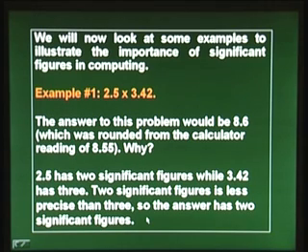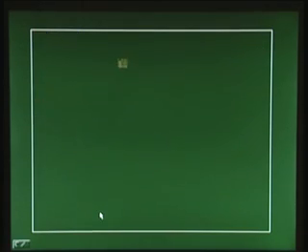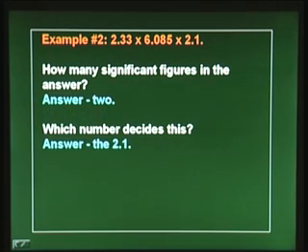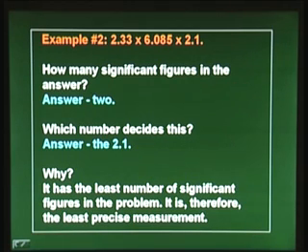I made use of a word here called precise. We will see what we mean by this in a later slide. We'll look at some more examples before that. So here is another one. We have 2.33 multiplied by 6.085 multiplied by 2.1.